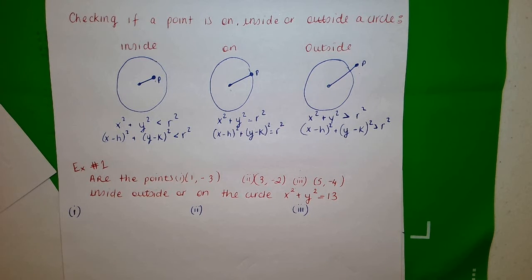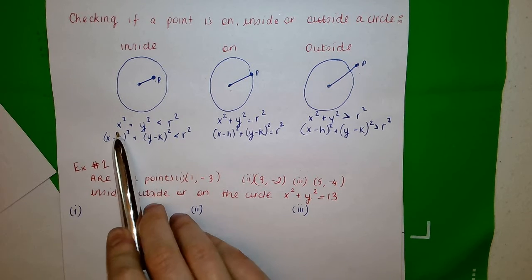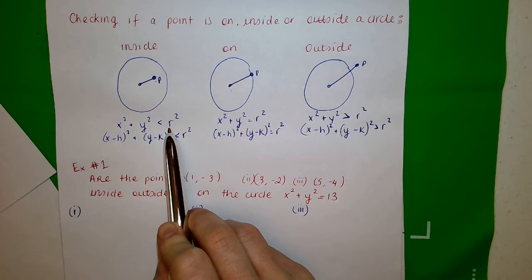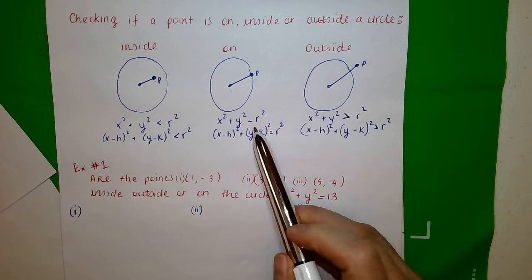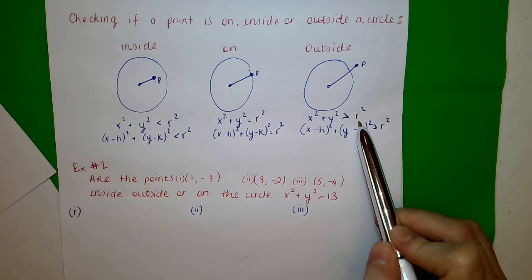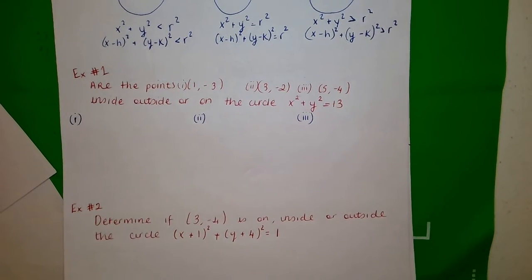To check if a point is on, inside or outside a circle, we simply sub the values in for x and y, and if it is less than the radius squared, it's inside. If it's equal to the radius squared, it's on, and if it's greater than the radius squared, it is outside. The best way to do this is by practicing.